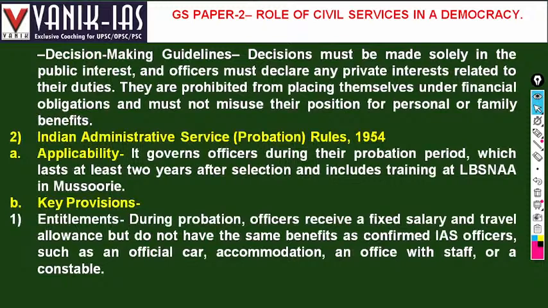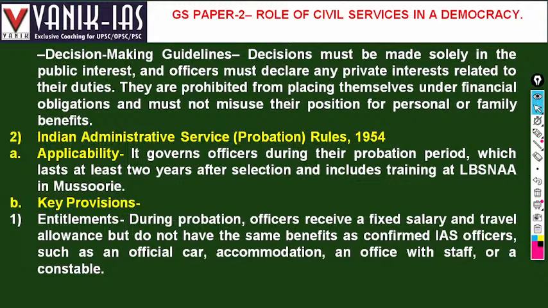Decision-making guidelines: decisions must be made solely in the public interest, and officers must declare any private interest related to their duties. They are prohibited from placing themselves under financial obligations and must not misuse their position for personal or family benefit. And then the Indian Administrative Service Probation Rules, 1954.